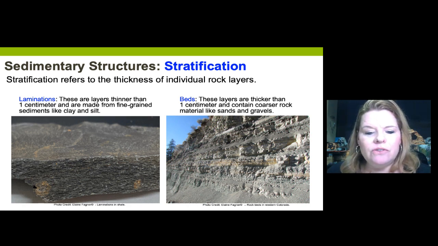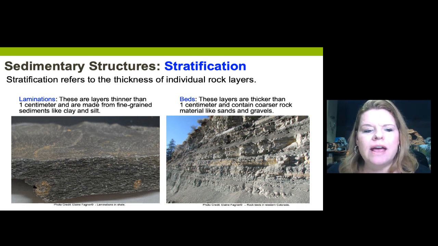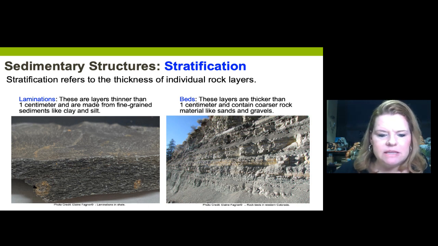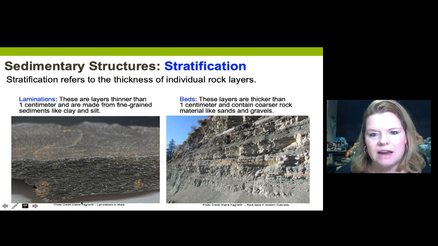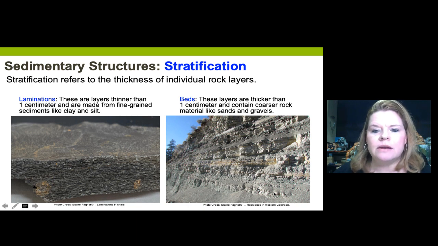So laminations are very, very fine, thin layers, and so they're going to be less than 1 centimeter in thickness. This is a piece of shale showing you some laminations within the shale, very, very tiny. They're a fraction of a centimeter. These are rock beds, so they're greater than 1 centimeter in thickness.